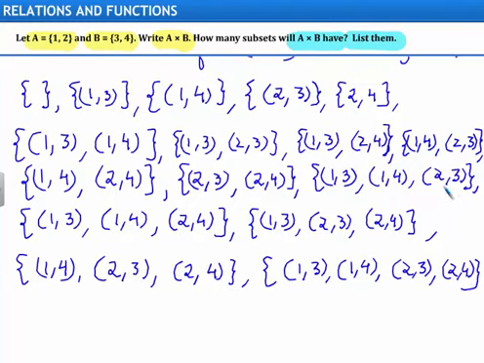So we have 16 subsets of the Cartesian product A cross B. So with this we come to the end of the solution of this question.